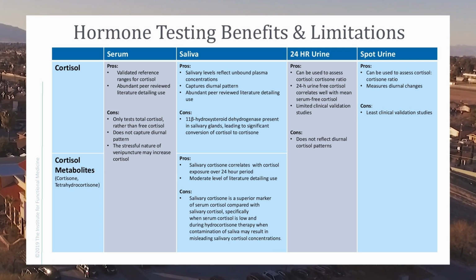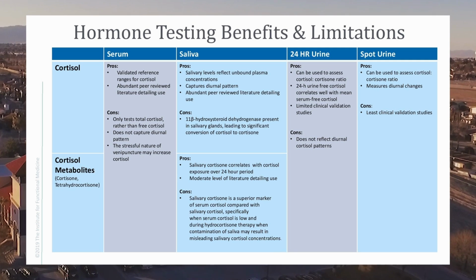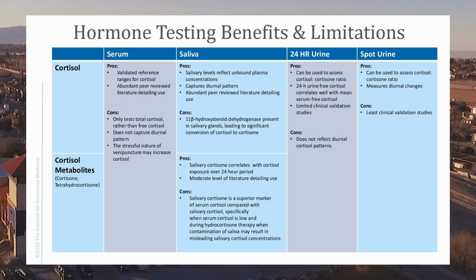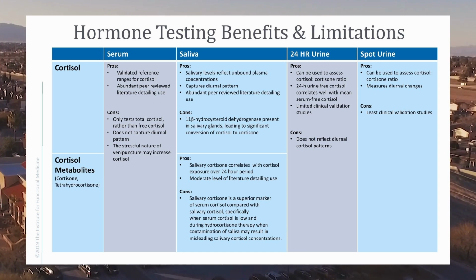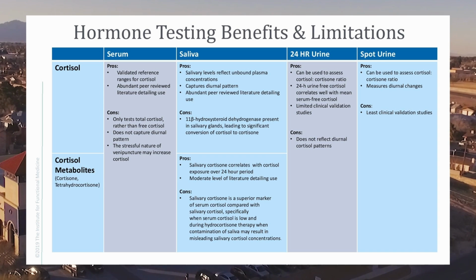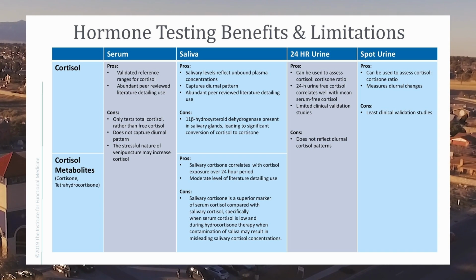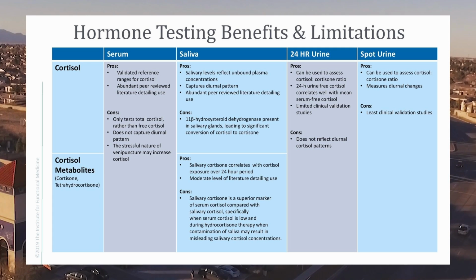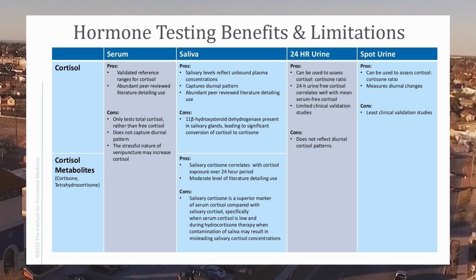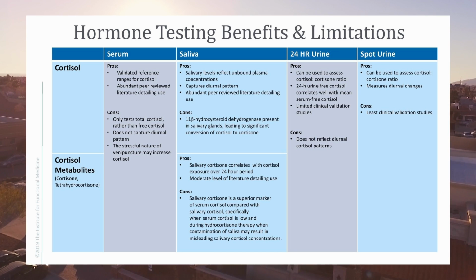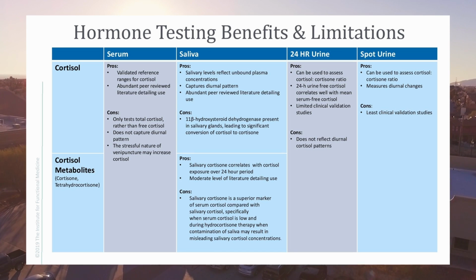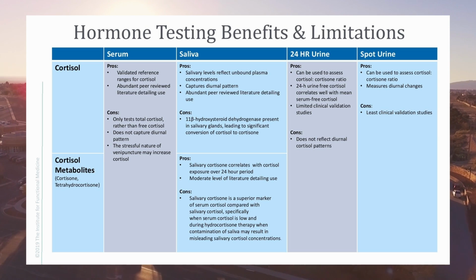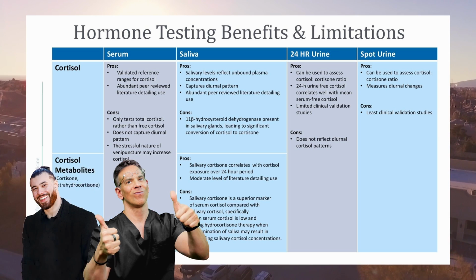Now, the salivary testing, lots of people are becoming familiar with this. It reflects the unbound plasma concentration, which is not what we're seeing with the serum, so that's nice. You can obviously get your diurnal pattern because many companies have the kits where you've got 4 or 5 samples throughout the day. There's abundant peer-reviewed literature detailing the use of this. And this is for cortisol. This is not for the cortisol metabolites.